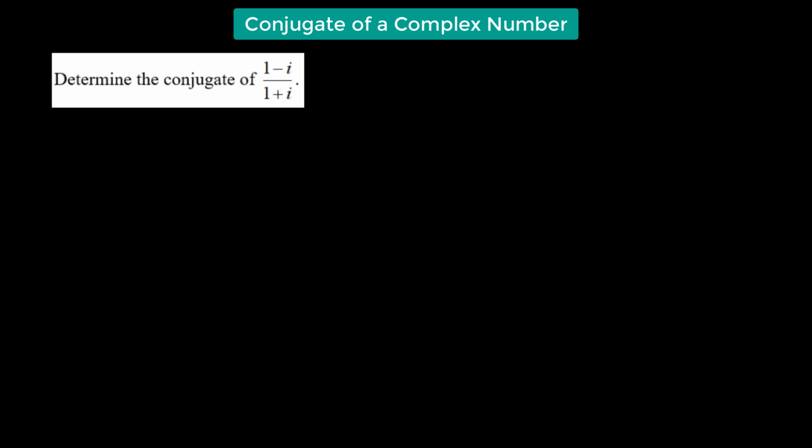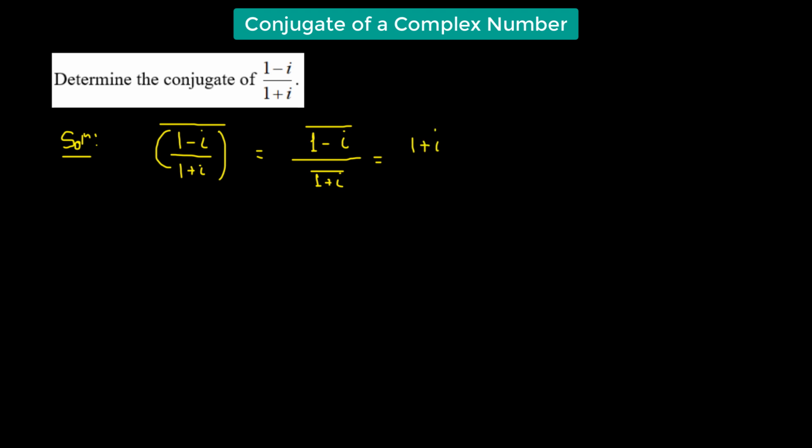So we have 1 minus i divided by 1 plus i, and we have to find its conjugate. So let us begin by first finding the conjugate of 1 minus i divided by 1 plus i, or we have an over bar above. So we can reduce it to 1 minus i over bar divided by 1 plus i over bar, which will be simply 1 plus i divided by 1 minus i.